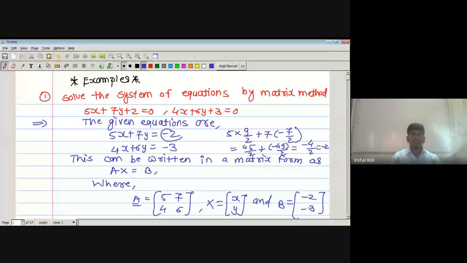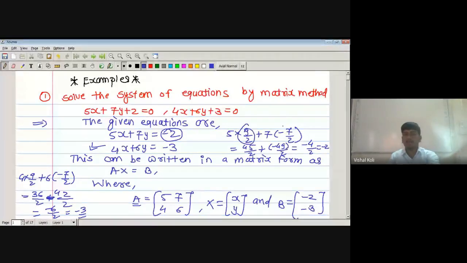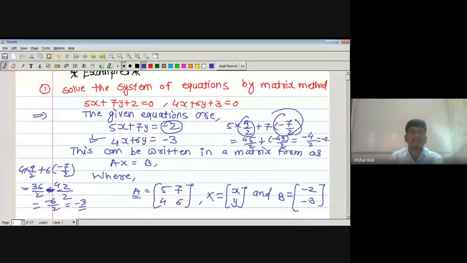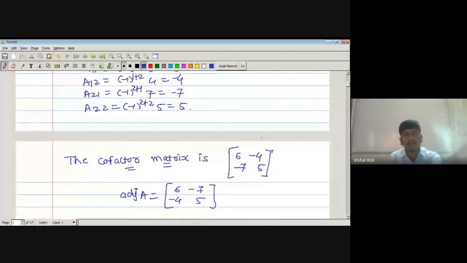Similarly this will also satisfy the test, that is 4 into 9 by 2 plus 6 into minus 7 by 2, which is equal to 36 divided by 2 plus 42 minus 42 divided by 2, which is nothing but 36 minus 42, that is minus 6 divided by 2, which is equal to minus 3. Therefore our found values 9 by 2 and minus 1 by 2 are the correct ones. Okay, so in this way we can find the solution of a non-singular matrix.